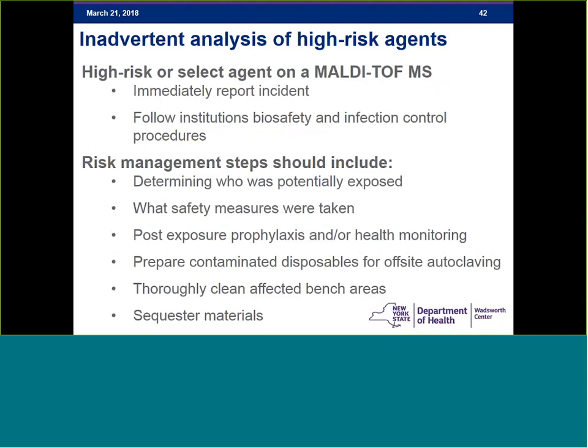In the event that an unsuspected high-risk or select agent is inadvertently analyzed on a MALDI-TOF-MS with or without an antecedent inactivation step, the incident should be assessed immediately and reported to the lab management in accordance with the lab's biosafety and infection control procedures. Risk management steps should include determining which lab workers were potentially exposed to the agent without appropriate safety measures, potential need for post-exposure prophylaxis and/or health monitoring, gathering any cultures containing the hazardous agent, label and sequester them, prepare contaminated disposables for off-site autoclaving, and thoroughly cleaning all of the infected bench areas. It is also recommended that if your MALDI instrument contains an air intake or exhaust filter, that this should be replaced as well.